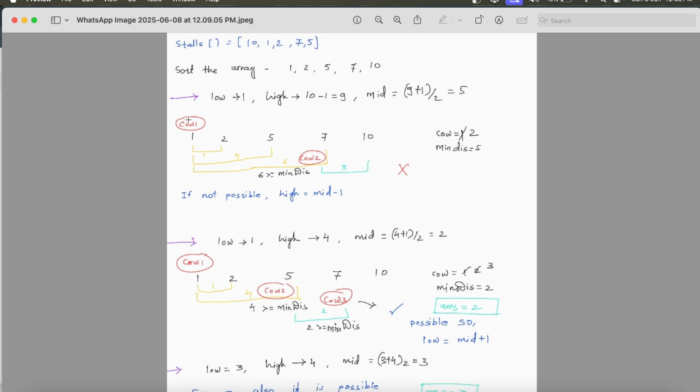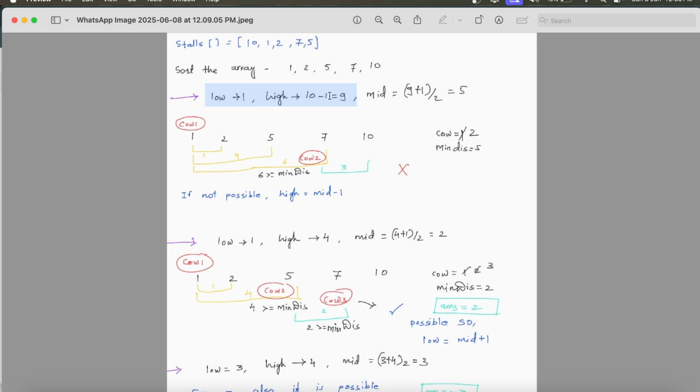Now we were able to keep only 2 cows when we looked into this array, and we have 3 cows to place between different locations. So this is not the answer that we are looking for. If 5 is not possibly the answer, is it going to be 6 or 7 or 8 or 9? Because this is the range that we have, right? 1 to 9. If 5 is not satisfying, is it going to satisfy 6, 7, 8, 9?